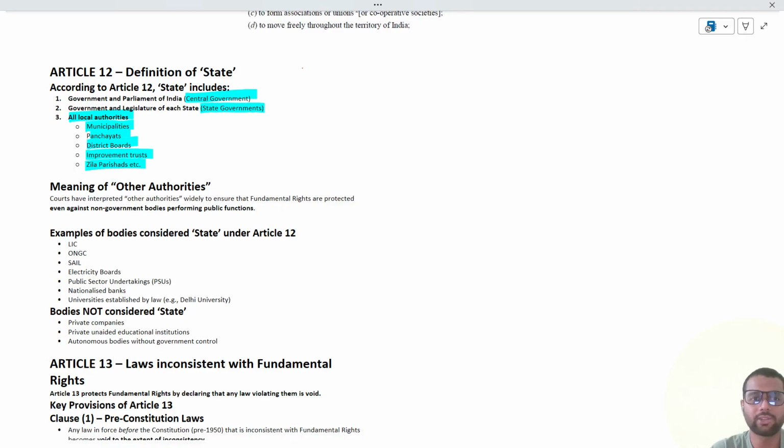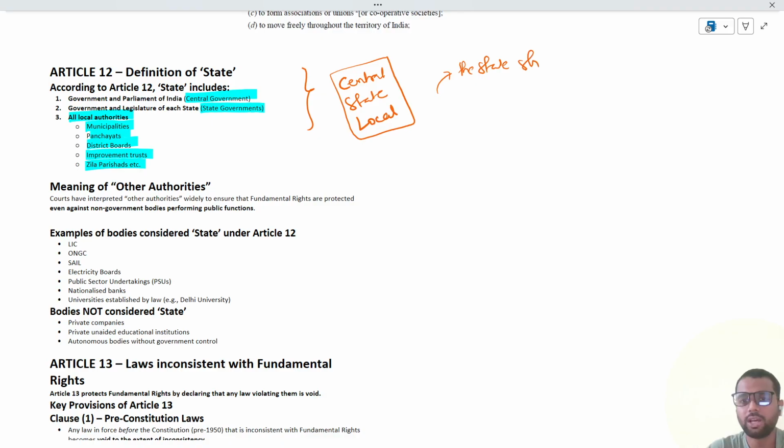So far we have clearly understood by reading Article number 12 that state is not only limited to the central government. We have government at three levels: at the central, at the state, and at the local level. So these governments are basically what we are calling the state. So we say that the state shall not, the state shall not. So it means that the central government or the state government or the local authority shall not do XYZ thing.